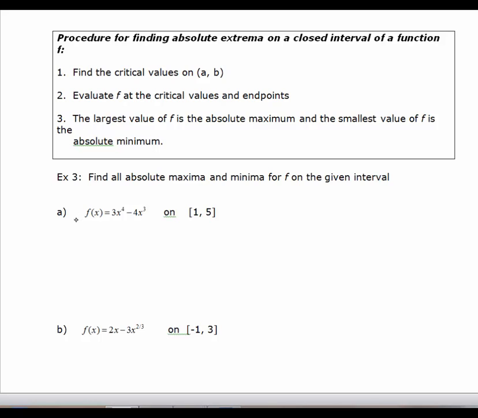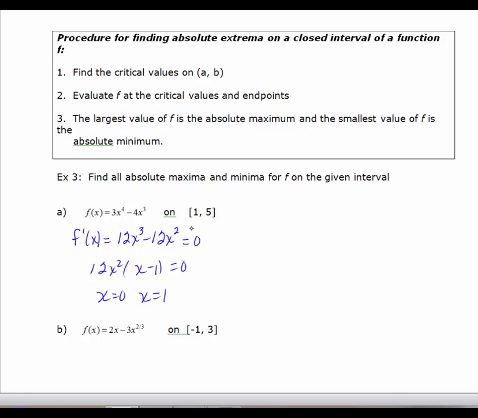So we look at example 3, part A. We're first going to find the first derivative. This is a function that we already found the critical values for in the last video. So to find the critical values, we set the first derivative equal to 0. We know that 12x squared times (x minus 1) equals 0. Our critical values were x equals 0, x equals 1.